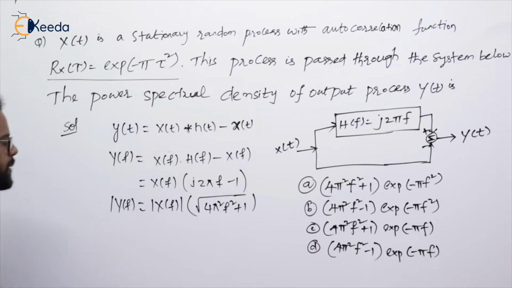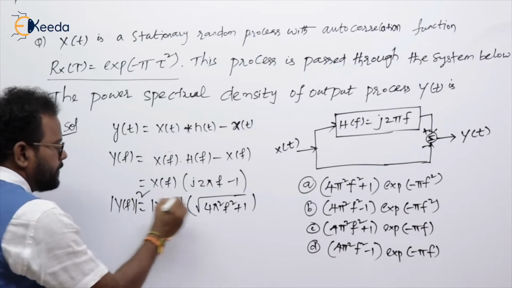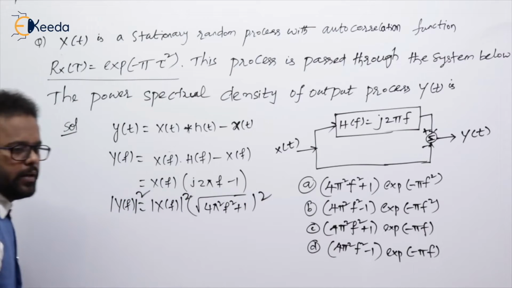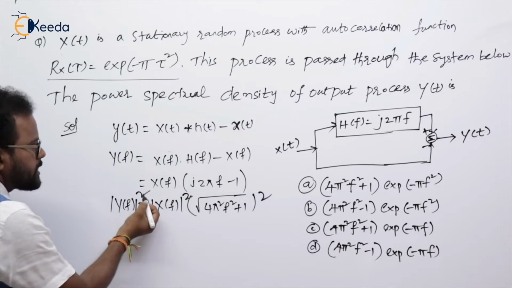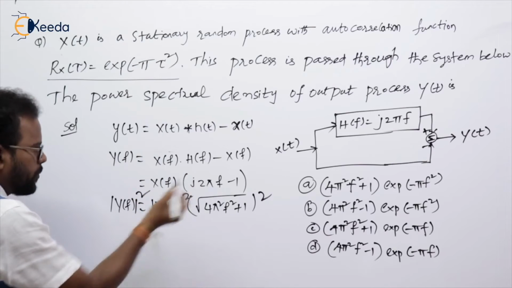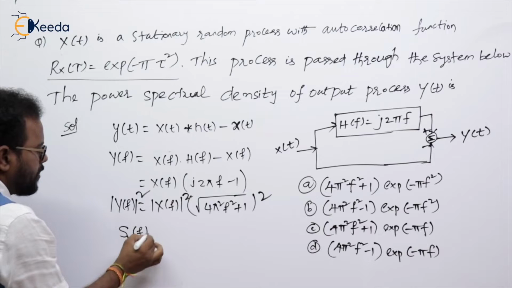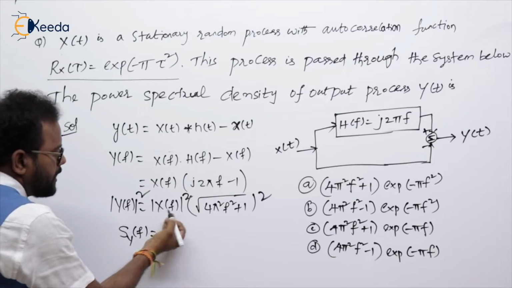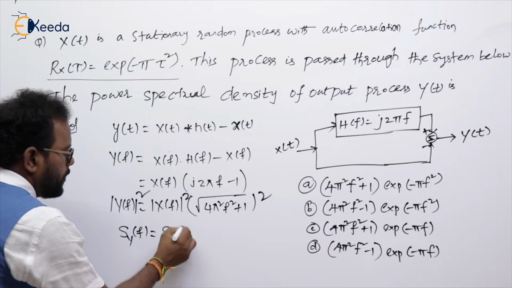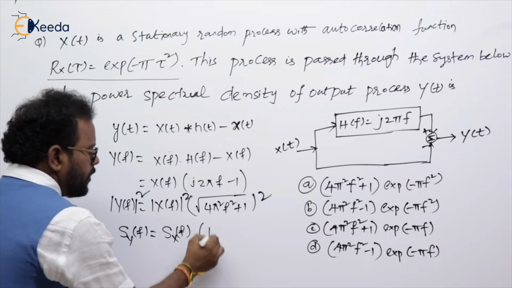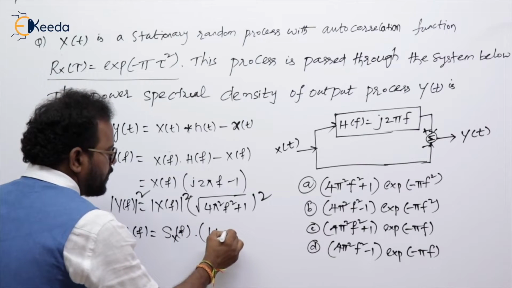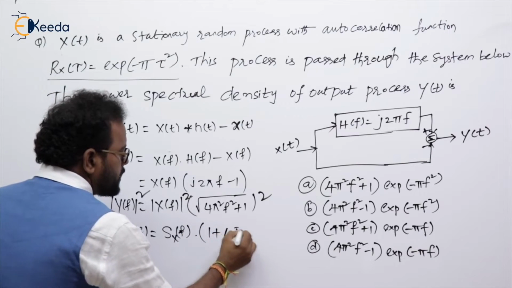But what is the power spectral density? Square it. Then mod Y of f square is called PSD of the output. That is, I can say Sy of f, PSD of output equal to, what is this? PSD of input into root of 1 plus 4 pi square f square.